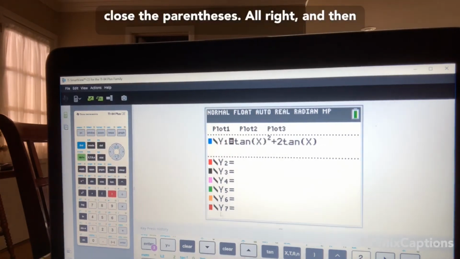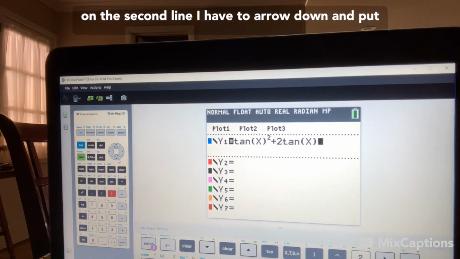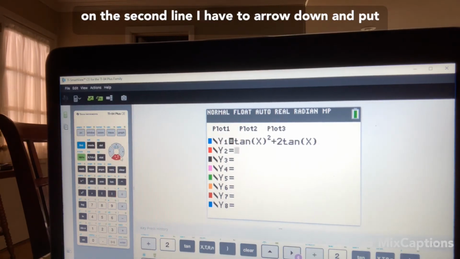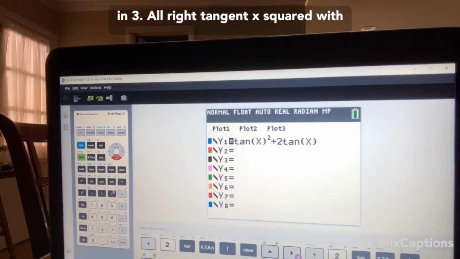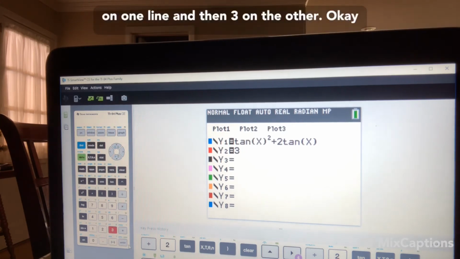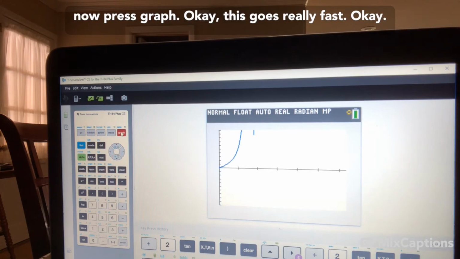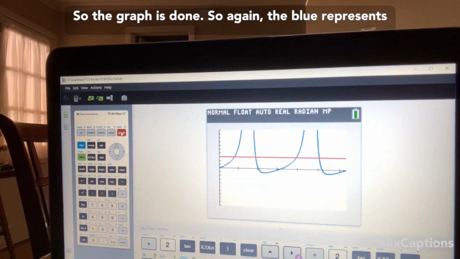close the parentheses. All right, and then on the second line, I have to arrow down and then put in 3. All right, tangent x squared with the square on the outside plus 2 tangent x on one line and then 3 on the other. Okay, now press graph. Okay, this goes really fast. Okay, so the graph is done.